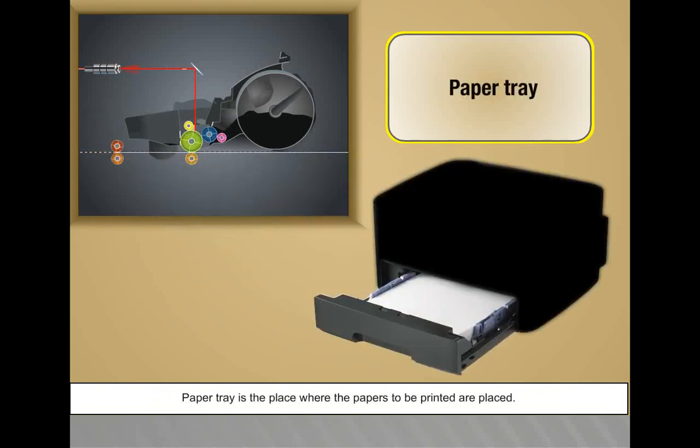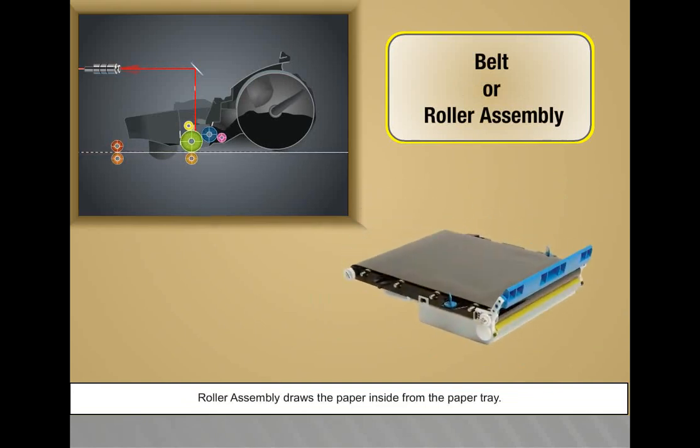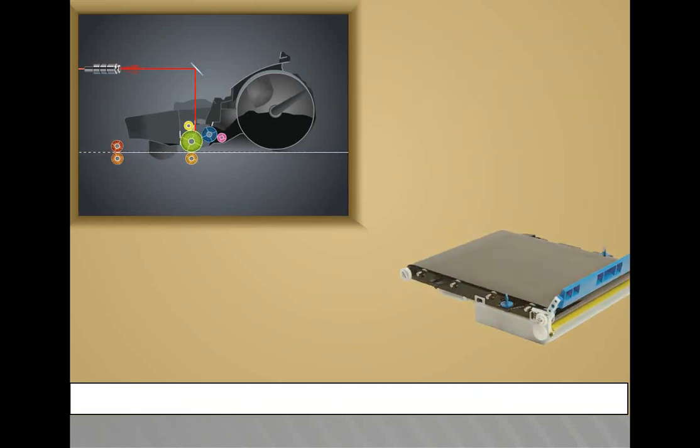Paper tray. Paper tray is a place where the papers to be printed are placed. Belt or roller assembly. Roller assembly draws the paper inside from the paper tray.